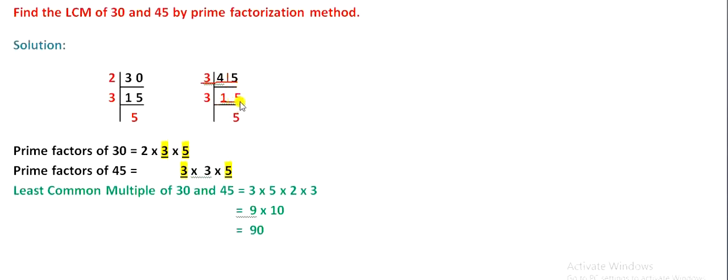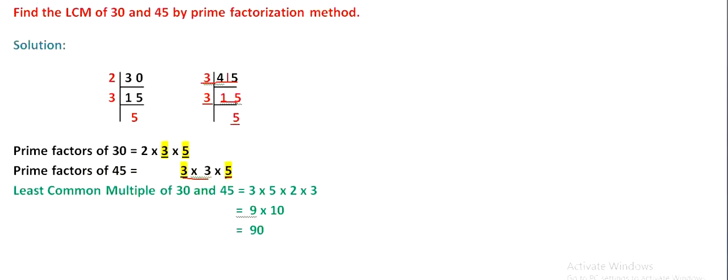15 is again a composite and odd number, so it is not divisible by the first prime, it is divisible by the next prime, that is 3. We wrote 3. 15 by 3, we get the quotient as 5. 5 is a prime number, we need to stop. So the prime factors of 45 equal 3, which we wrote 2 times, and 5, which we wrote 1 time.